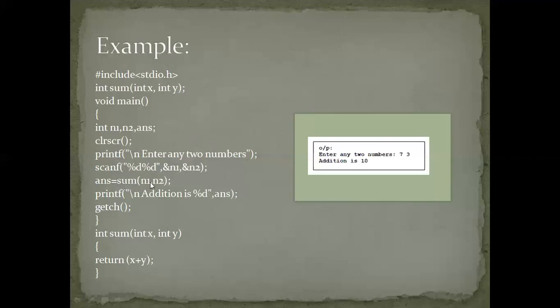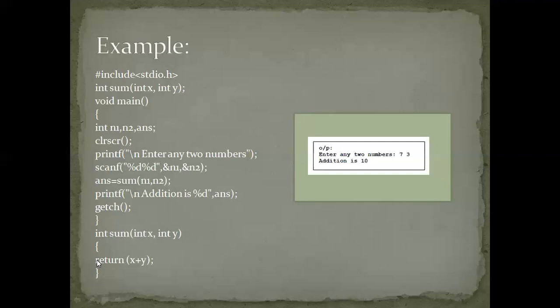Okay, so here in this particular sum function, I'm going to pass two parameters, n1 and n2. Here I'm just calling the function. When I call this function, the control will automatically go here: int sum, int x, comma int y. It means I'm going to pass the parameters int x and int y to this sum function, and it is going to return a value because I have mentioned int instead of void.